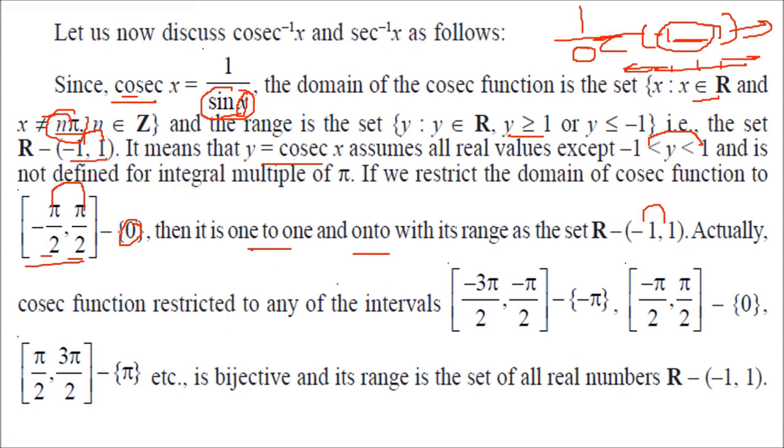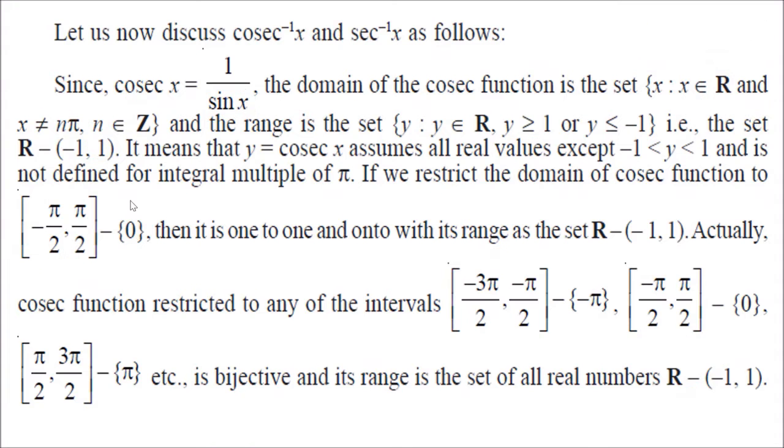So the cosec function we can restrict not only here, but the intervals can be minus 3 pi by 2 to minus pi by 2 except minus pi, because we don't want n pi. This n is an integer. It can be negative also, it can be positive also. In the same case here, we can take pi by 2 to 3 pi by 2, again ignoring pi. In these partitions, the cosec x will be bijective, and the range will be all the real numbers except between minus 1 and 1.